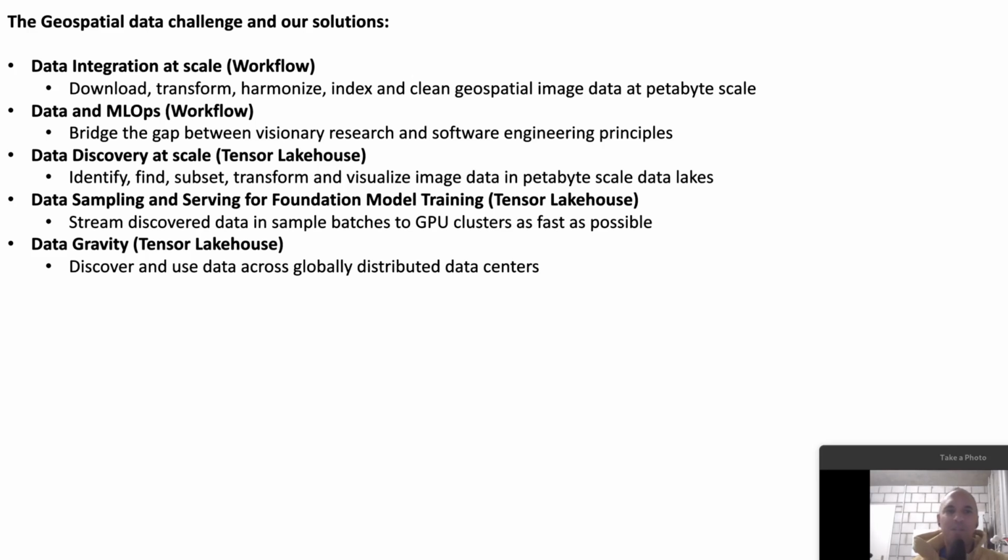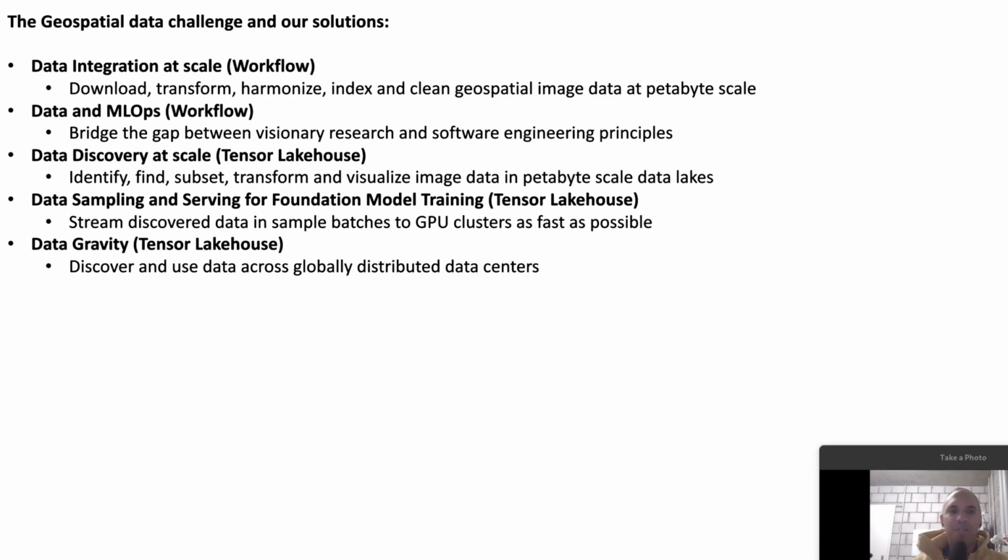Then we have big data discovery at scale. So that's our Tensor Lake House. It's actually accepted for IEEE Big Data, taking part in December 2023. And there we are actually allowed to identify, find and subset, transform and visualize image data at petabyte scale residing in different federated data lakes.